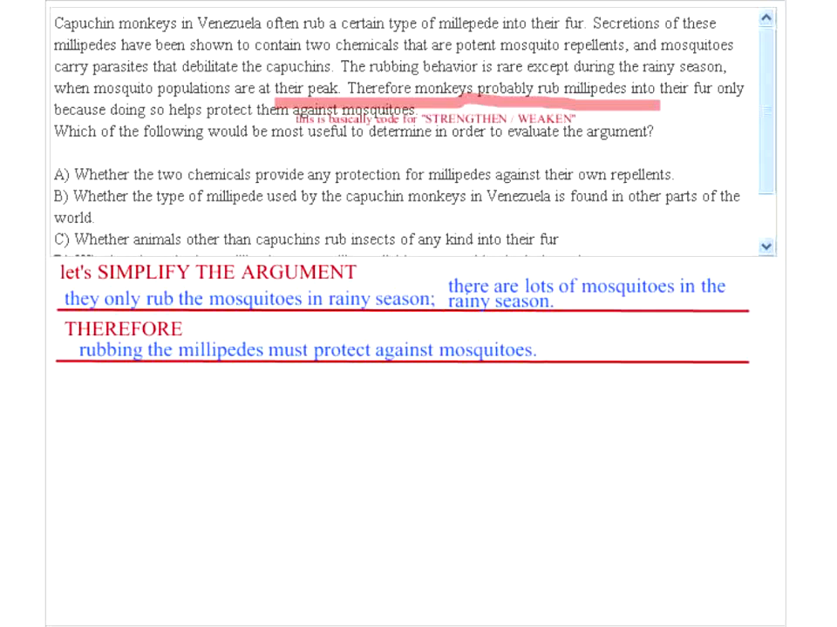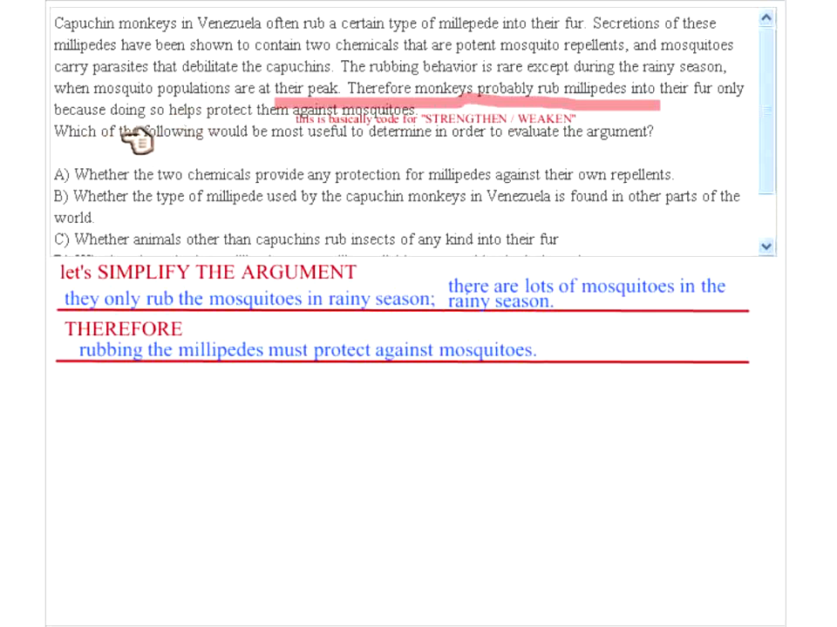Because that's what "in order to evaluate" means. It means evaluate the strength of the argument. How strong or weak is the argument? The only difference between these and strengthen or weaken questions is that these don't tell you which way it goes. These kinds of questions start with the word "whether," and so, therefore, they can go either way. That's why they can't ask you which one strengthens, because they would have to say yes or no to this whether question.